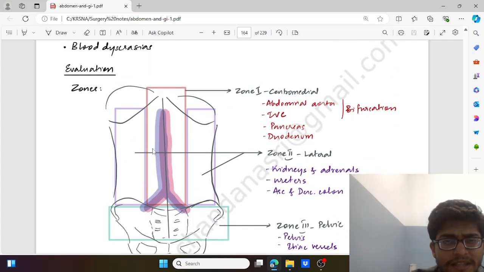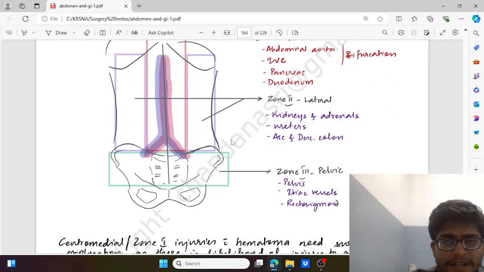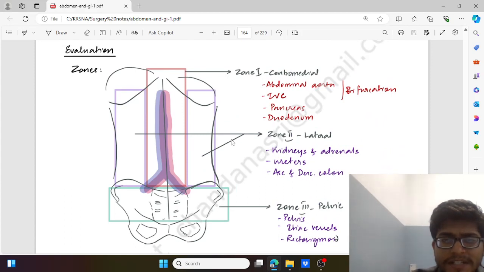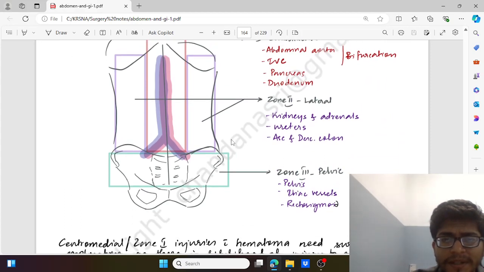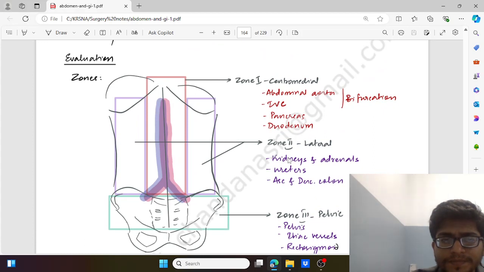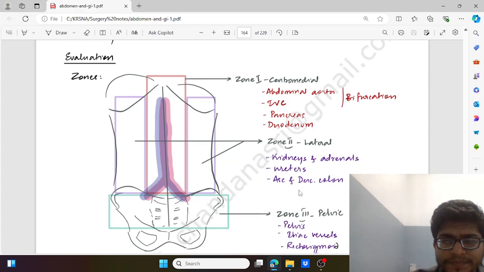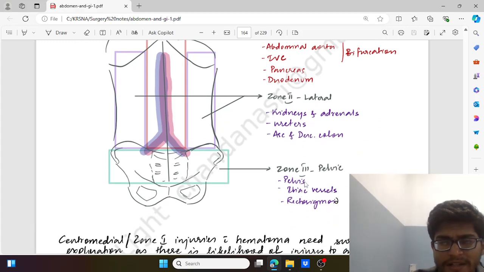And as you have seen, zones 1, 2, and 3, where zone 1 has the abdominal aorta, IVC and the pancreas and duodenum. Zone 2 has the kidneys, adrenal, and ureter with the ascending and descending colon. Zone 3 is the pelvis part.